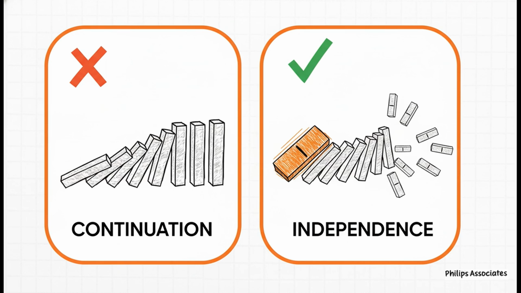First up, independence. This is pretty straightforward. The new event can't just be the next logical domino in the line. It can't be a simple continuation of the mess the first person started. It has to be something genuinely new, something separate that pops up on its own.